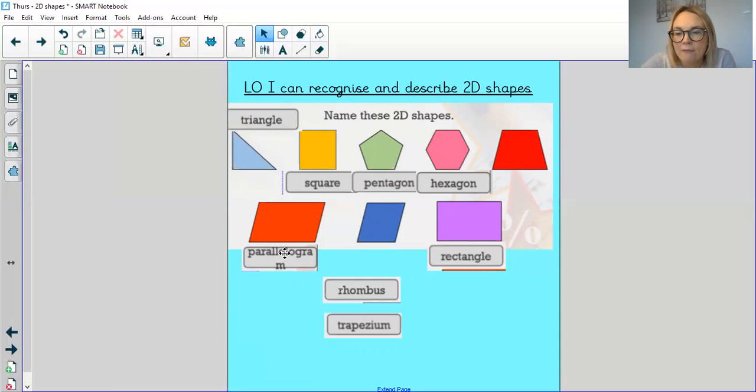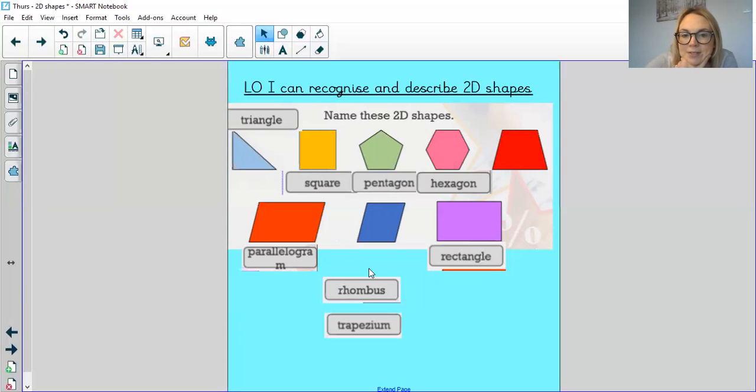Now, every parallelogram will have 2 sets of parallel lines, but also it will have 4 acute angles. Okay, no, it won't. It will have 2 acute angles and 2 obtuse angles. That's exactly what it will have. So it's got no right angles. It's got 2 obtuse angles and 2 acute angles. And that's how you can recognize our parallelogram. That's what makes it different to some of the other shapes.